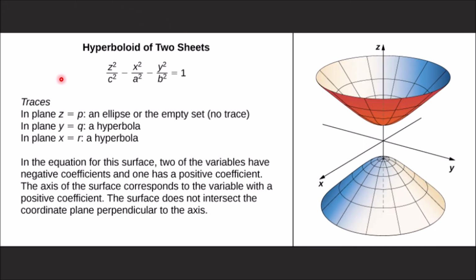Then we have hyperboloid of two sheets, which has the general form z squared over c squared minus x squared over a squared minus y squared over b squared is equal to 1. Now, for this surface, two of the variables are negative and one is positive. The axis of this hyperboloid is the variable that is positive. So again, you can see it's opening up along the z-axis here because the z is positive. If it was the x that was positive, it would open along the x. If the y was positive, it would open along the y.